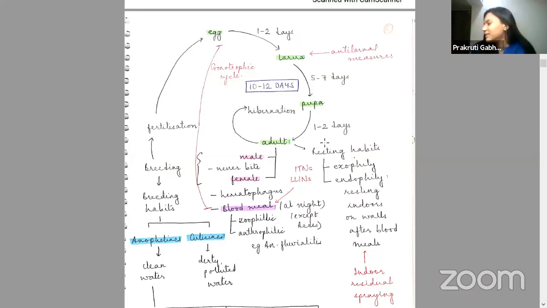Now, coming to the anti-larval measures, so these are basically our integrated vector control measures. Anti-larval measures can either be environmental, where you don't allow water to accumulate because you know these are breeding in water. And they can be chemical measures where you use temephos or abate. And they can be biological measures like the use of larvivorous fish.